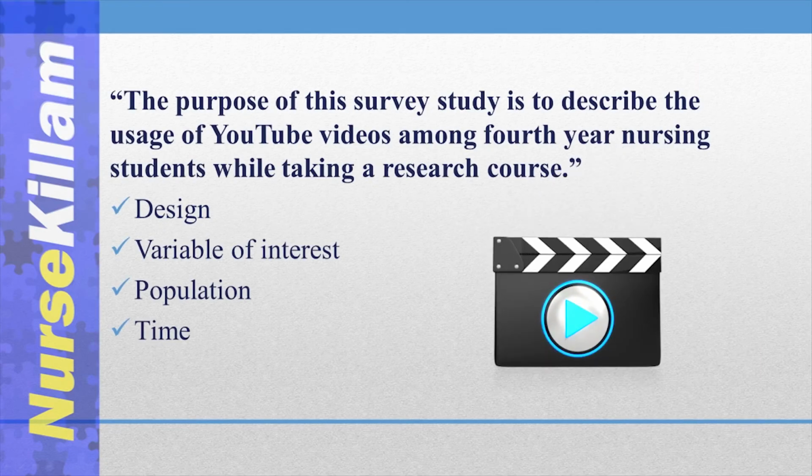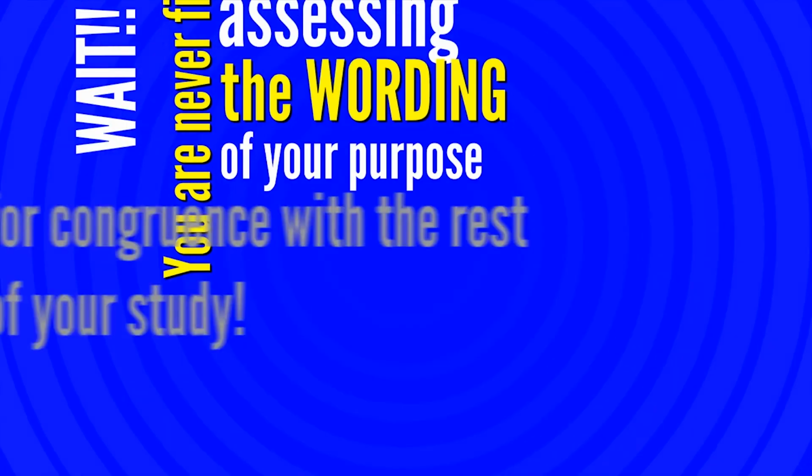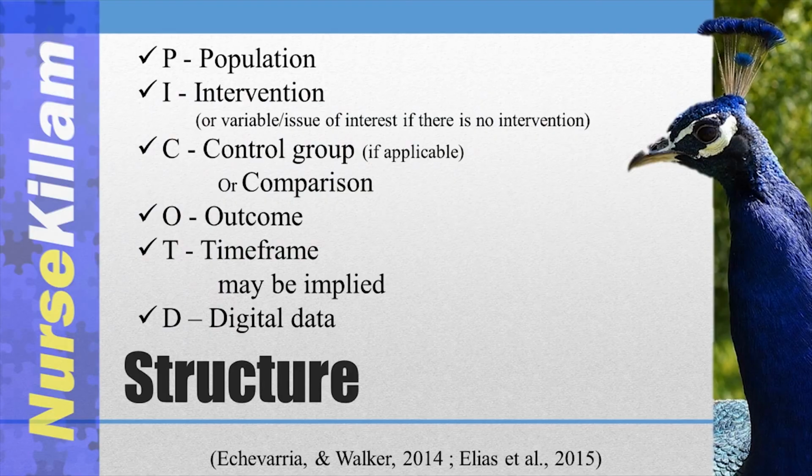There are many different types of research designs, so once you pick one, go back and see if the purpose is worded in a congruent way. Refine it if needed. Recently, some authors are calling for the addition of D to PICOT format to stand for digital data. My example doesn't have a D, but if you're using a specific technology in your study, it is a good idea to include it in your purpose.